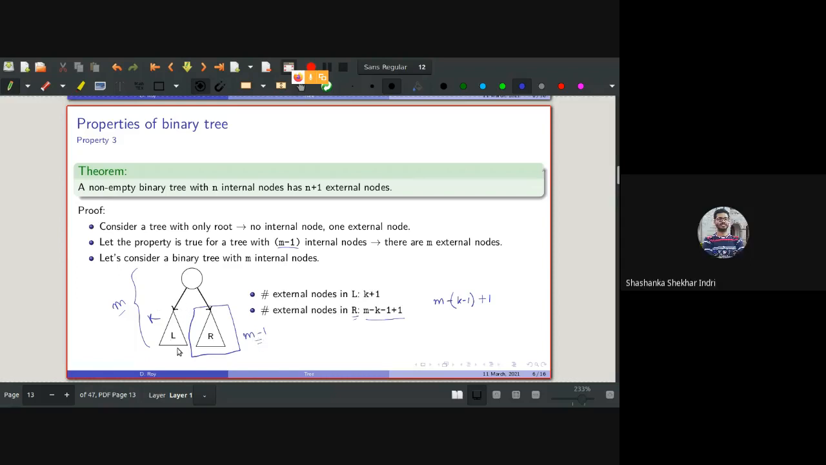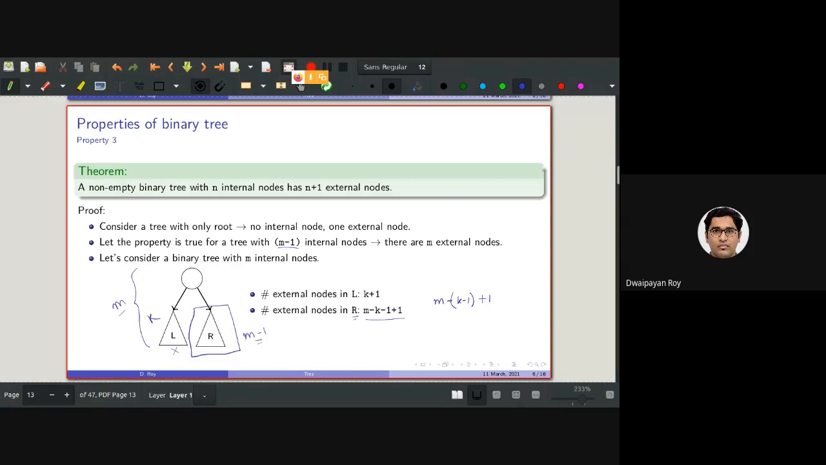When the left subtree is null. That means in the whole tree there are m internal nodes, and in the left subtree there are no internal nodes. That means all the internal nodes except the root are in the right subtree.